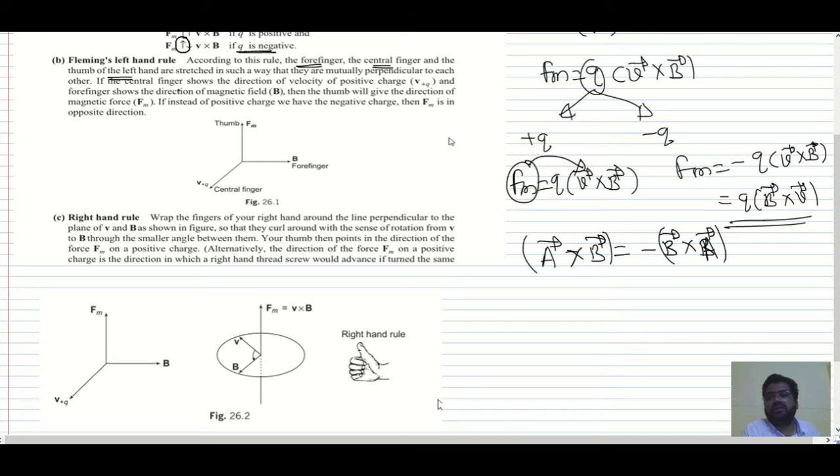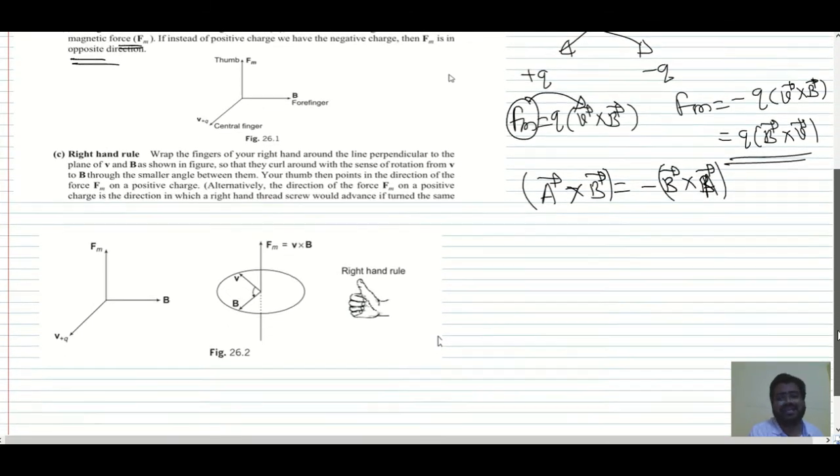Now, if the central finger shows the direction of the velocity of the positive charge, and that positive charge is very important, and the forefinger shows the direction of the magnetic field, then the thumb will give the direction of the magnetic force. If instead of positive charge we have negative charge, then Fm is in the opposite direction. That is what I told. So this is how you have to remember.